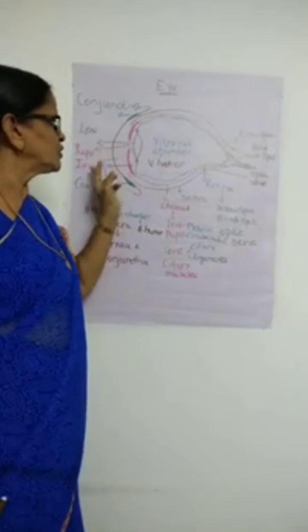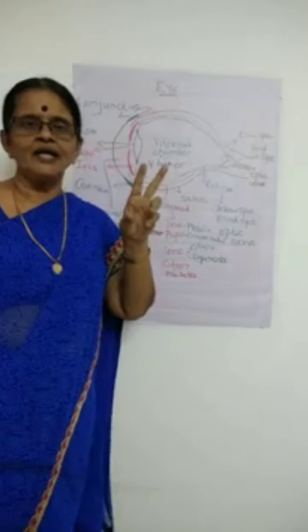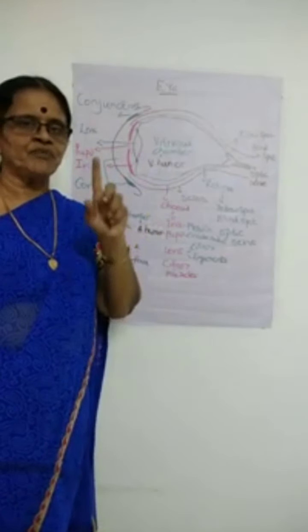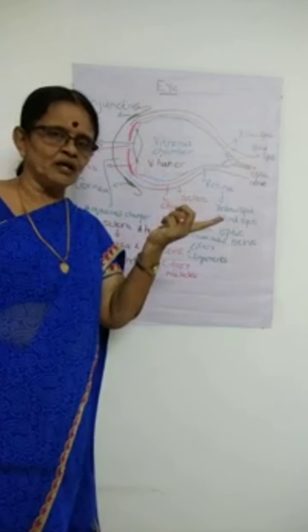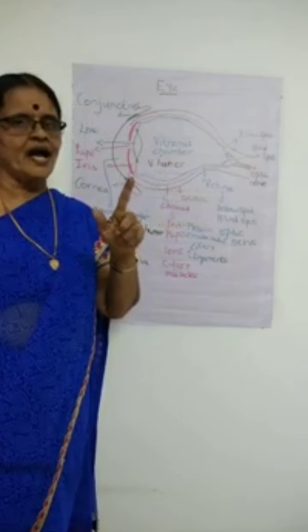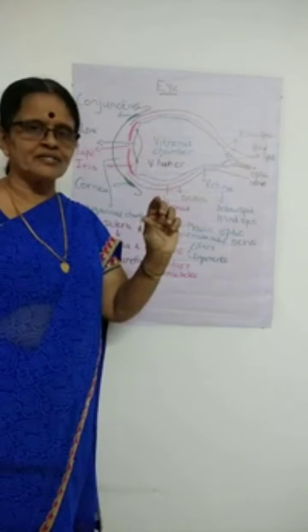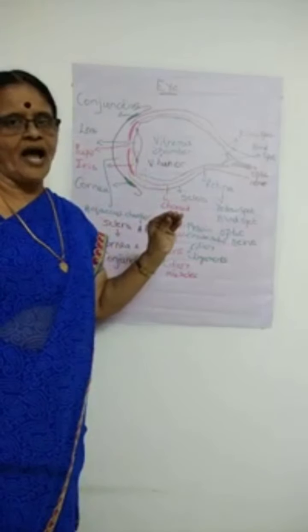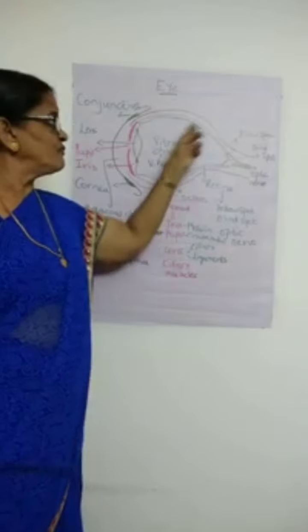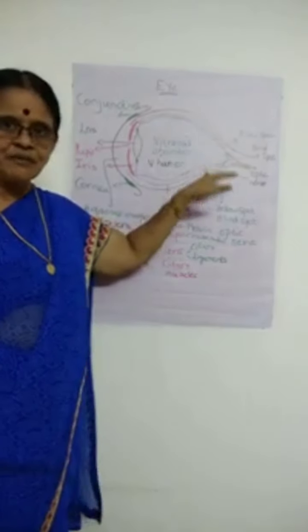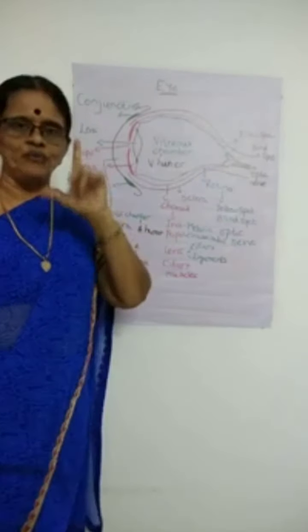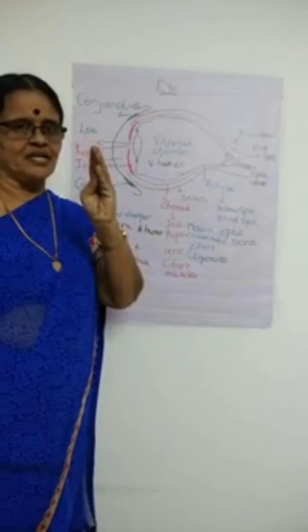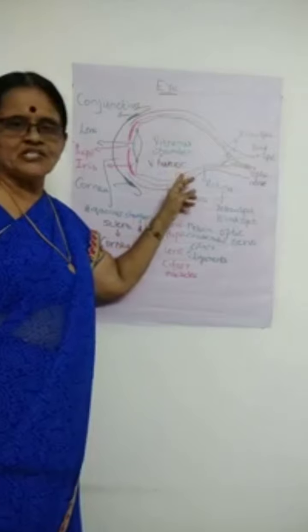So these are the two chambers in the eye, the aqueous chamber and the vitreous chamber. The aqueous chamber is in between the cornea and the lens, and it contains a watery substance, just like water, called aqueous humor. And we have a very big chamber just behind the lens, called the vitreous chamber, which is made up of a jelly-like material called vitreous humor.